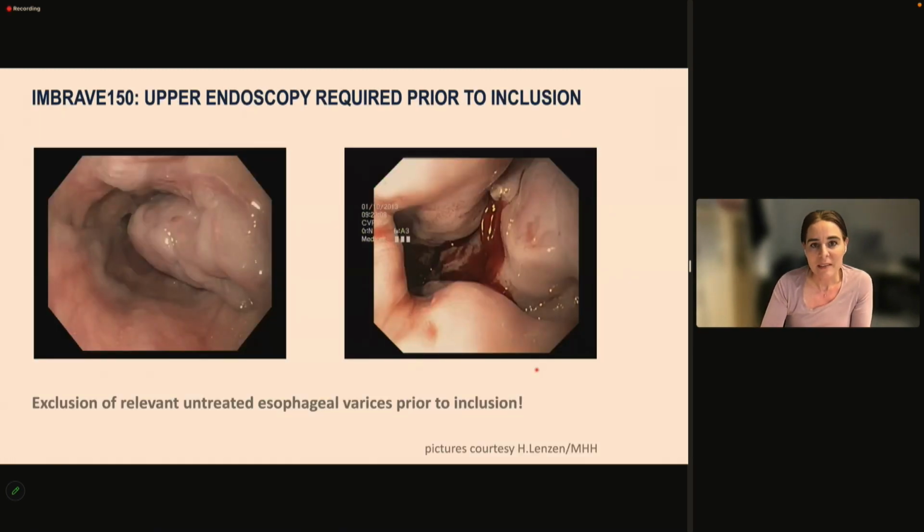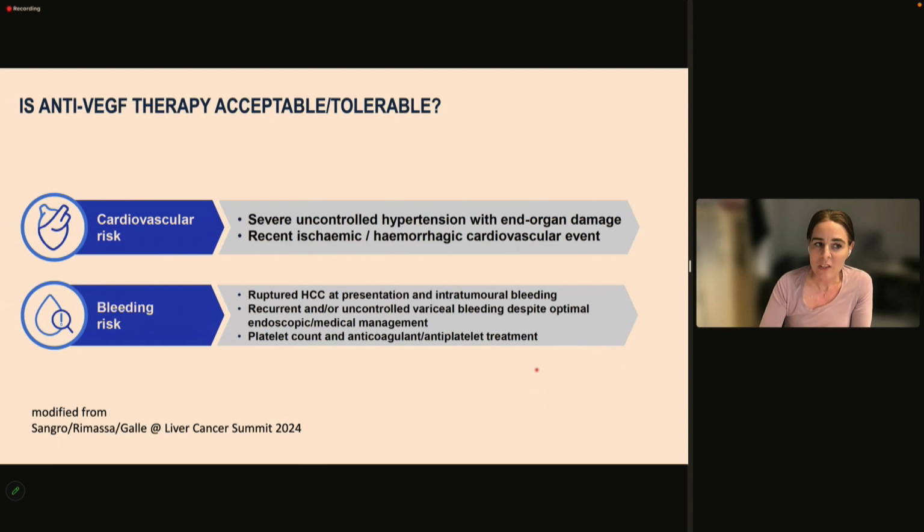I do want to mention, however, that the IMbrave 150 trial did have a very important inclusion criterion, and that was that all of the patients included had to undergo screening for esophageal varices, and that patients that had relevant untreated esophageal varices were actually excluded from entry into the trial. So I think one of the questions that we should ask ourselves, if we have to decide whether we treat them with atezo-bev or with durvalumab, is whether anti-VEGF therapy would per se be acceptable or tolerable to our patient. And we have to take two key conditions into account here.